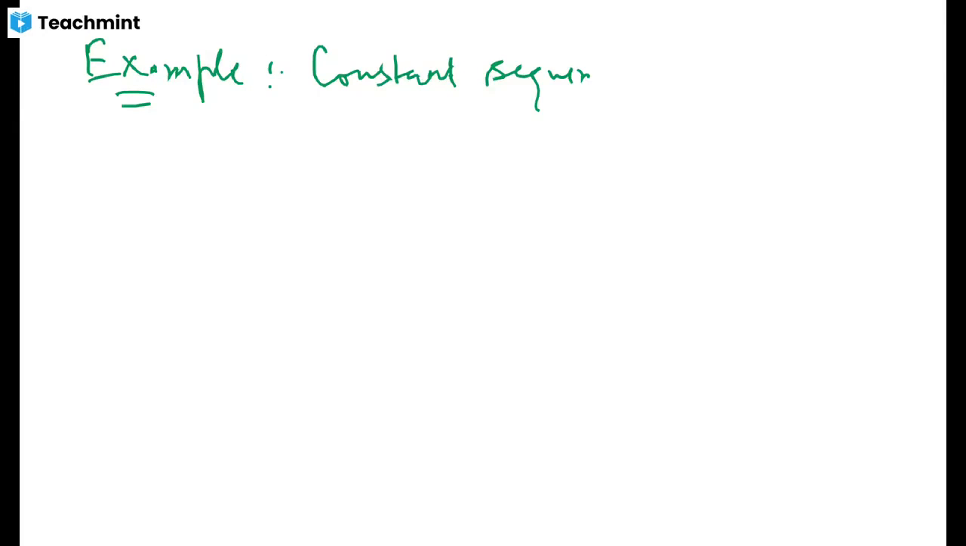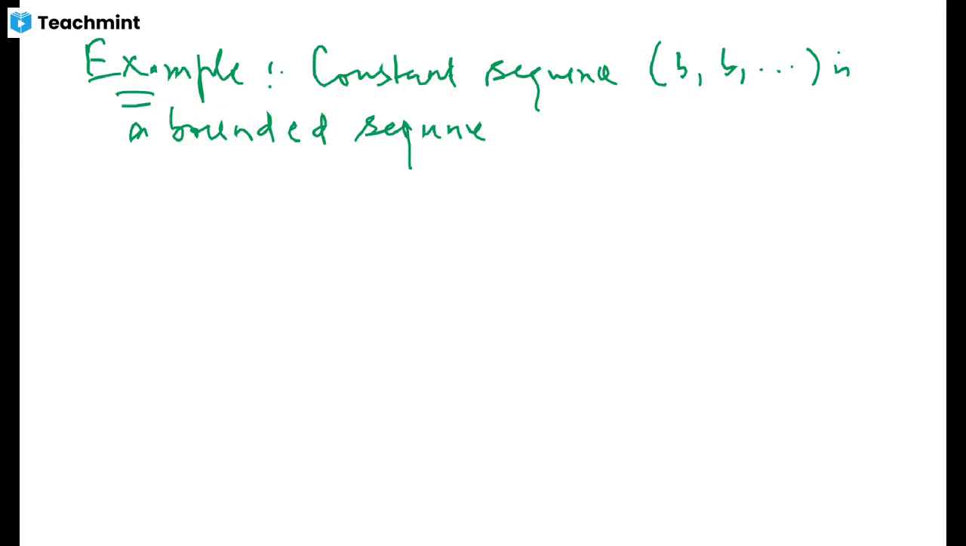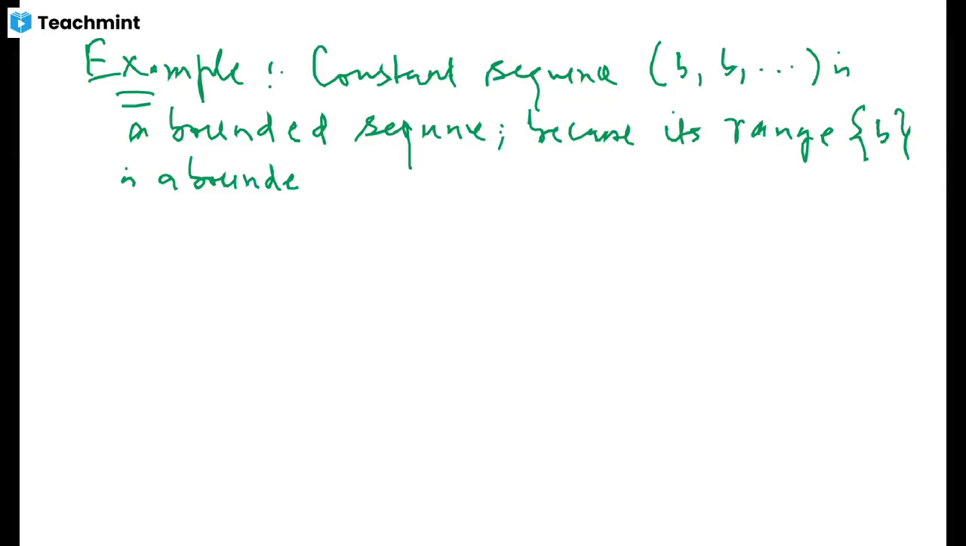Let me also mention another example: a constant sequence is always a bounded sequence. Let me consider this constant b. I don't need to find its lower bound or upper bound. Why? Because its range is a singleton set, and you know that singletons, being finite sets, are always bounded sets. Hence, the sequence is bounded.